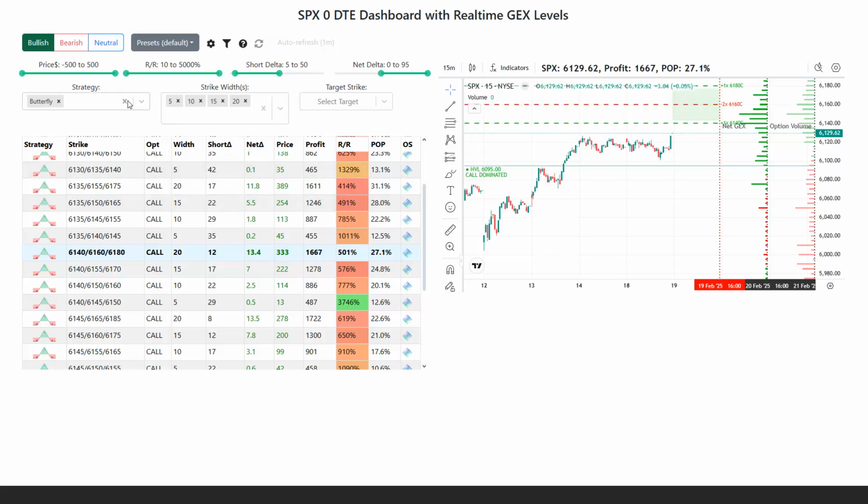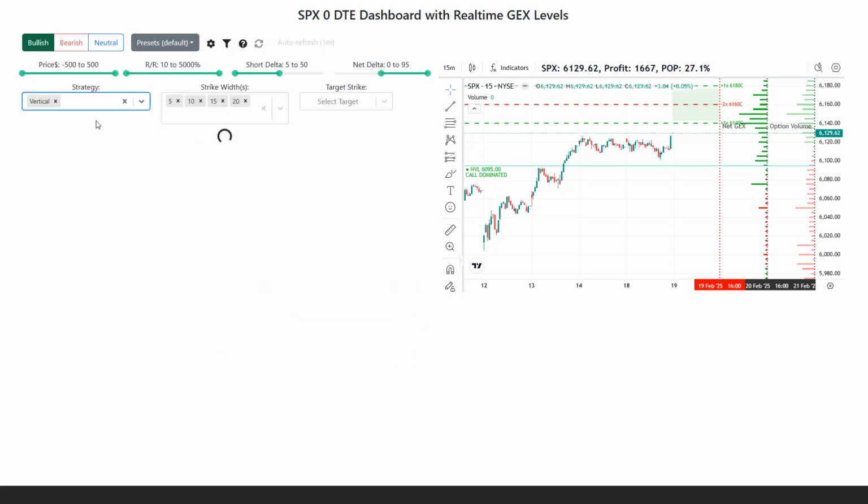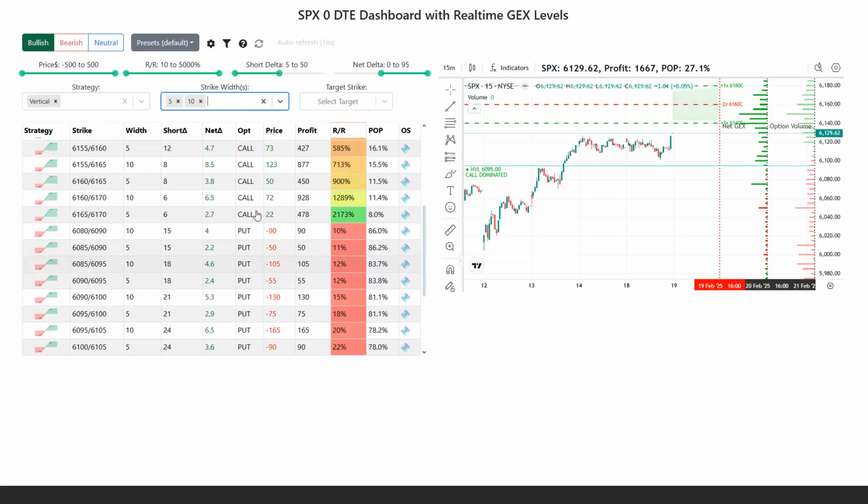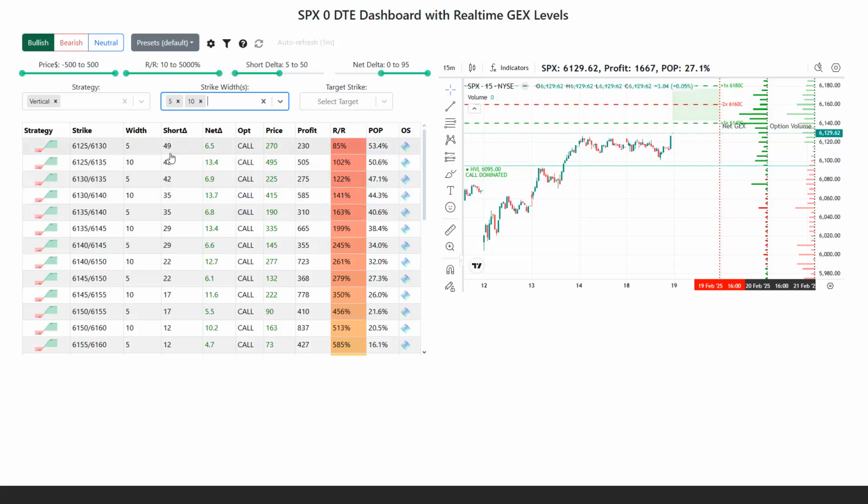Now let's look at verticals. Let's select the vertical. You can choose 5, 10, 15, 20, any kind of strike distance from the verticals. And there are 2 types of verticals in the system. One is the call vertical, which is a target price vertical. So it's a bull call spread in this case, because we are looking at bull strategies.